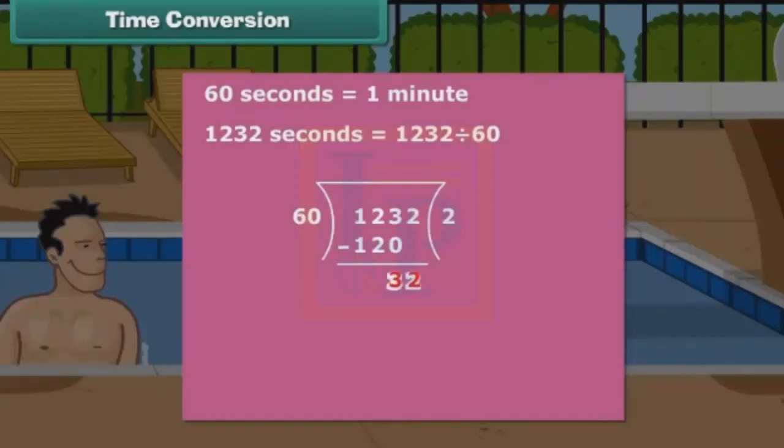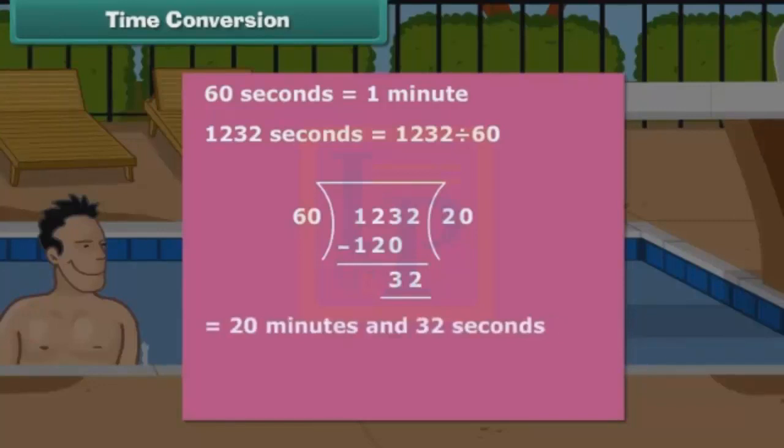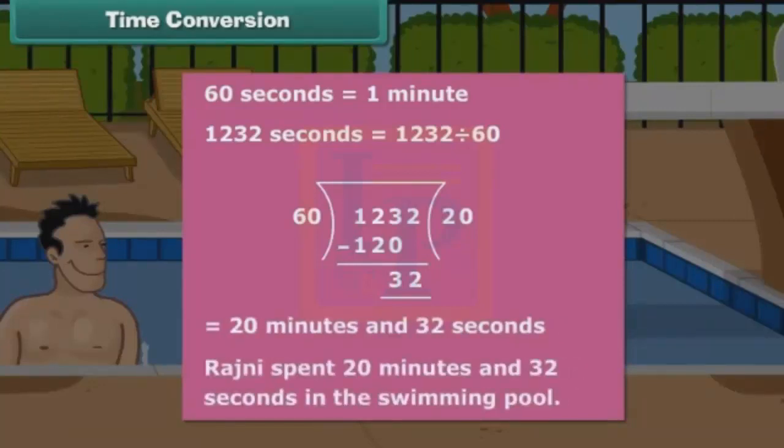Bring 2 down. The new number formed is 32. 32 cannot hold 60. So write 0 to the right of 2. There are no more digits left in 1232. That brings us to the end of the division operation. 1232 divided by 60 is 20 minutes and 32 seconds. Therefore, Rajni spent 20 minutes and 32 seconds in the swimming pool.